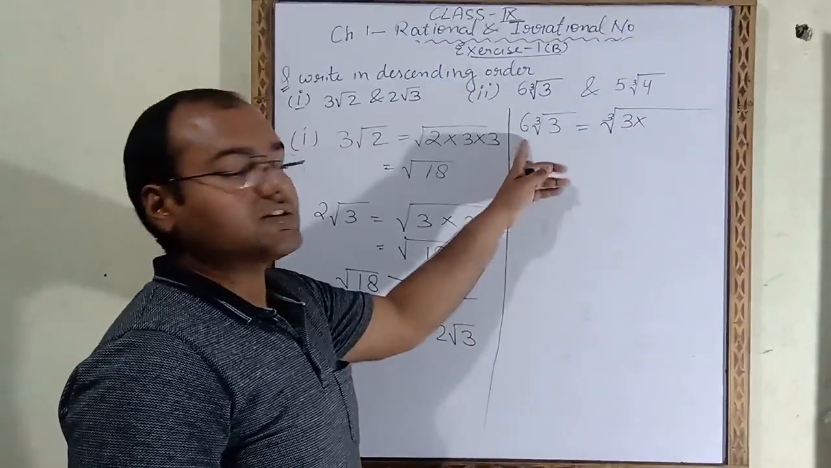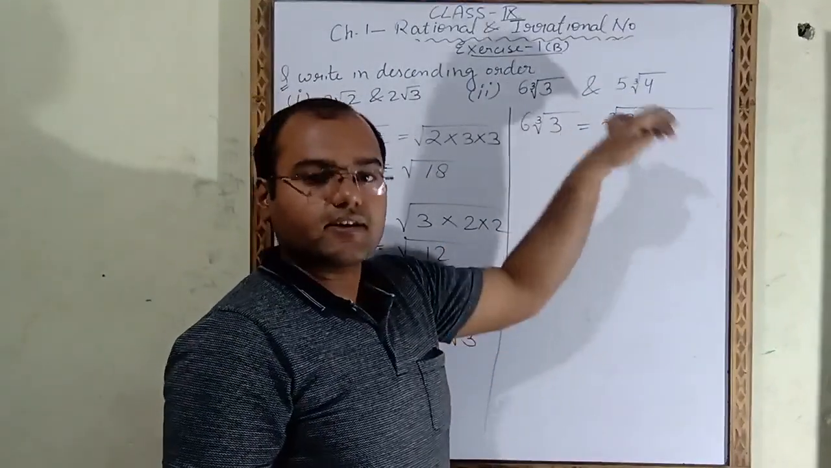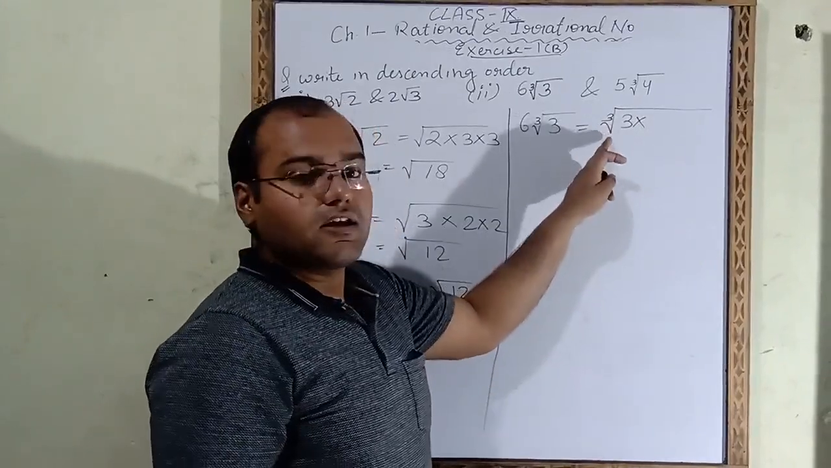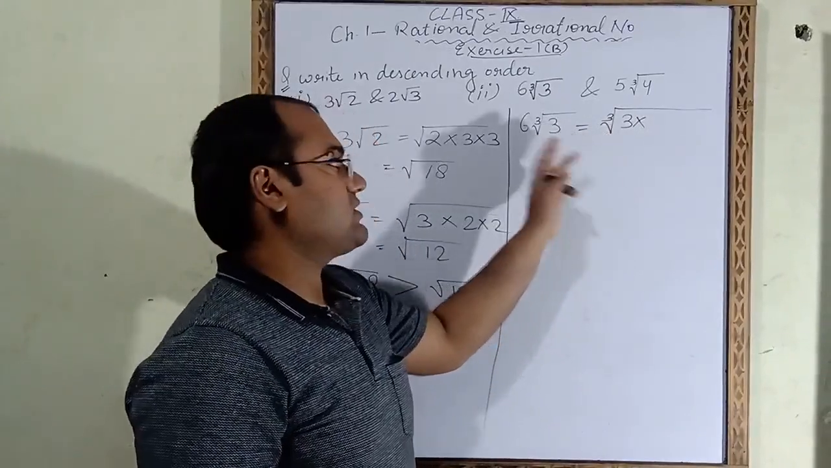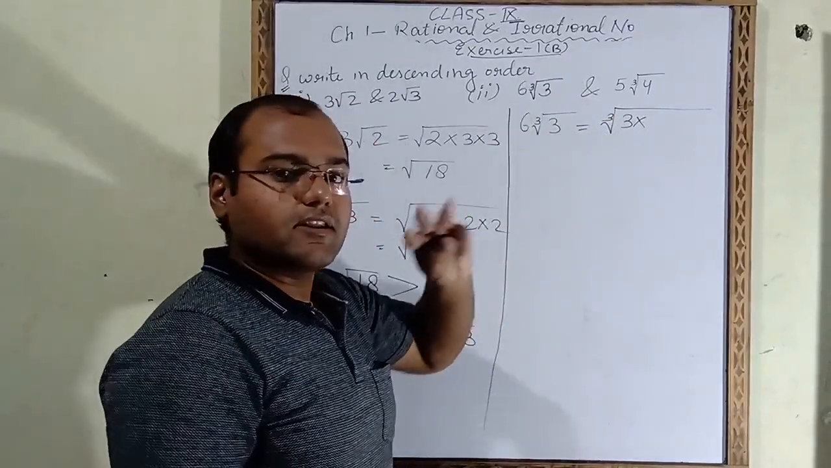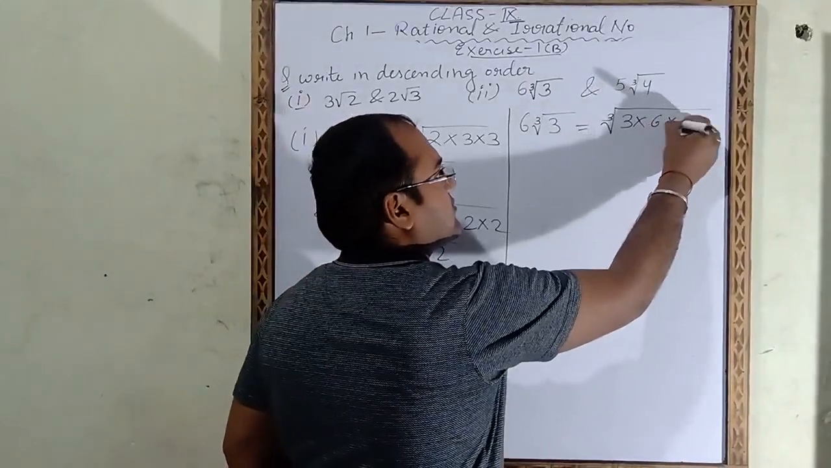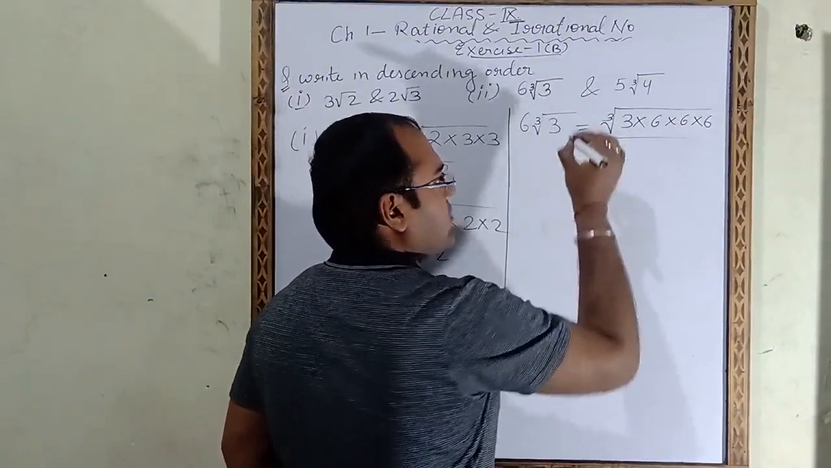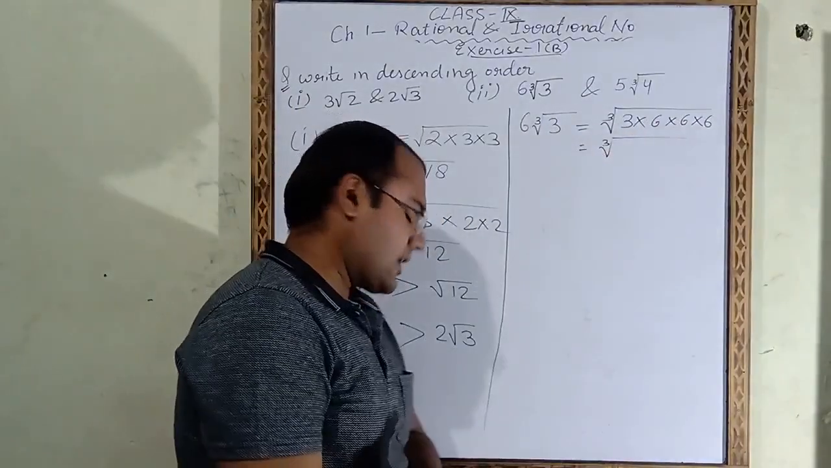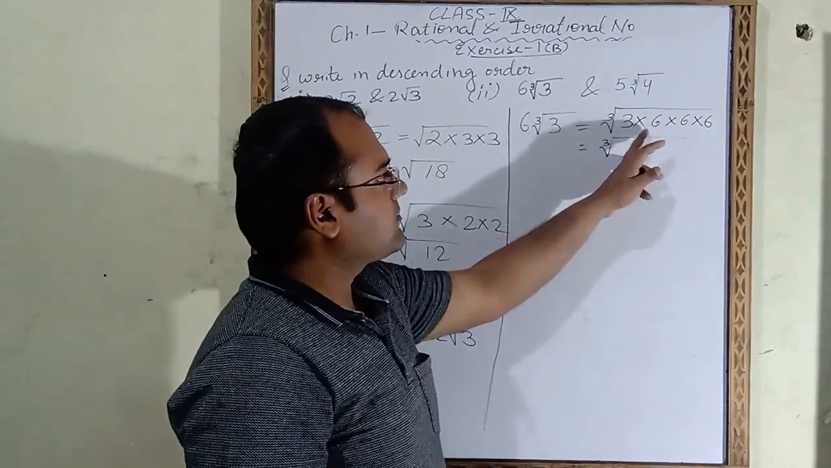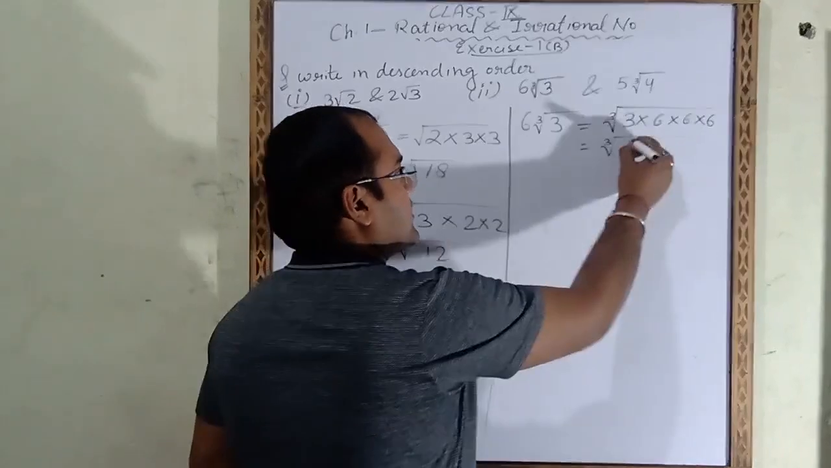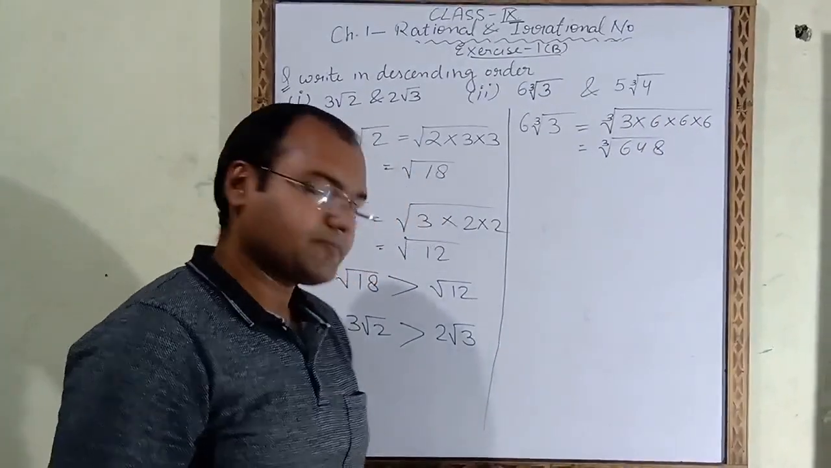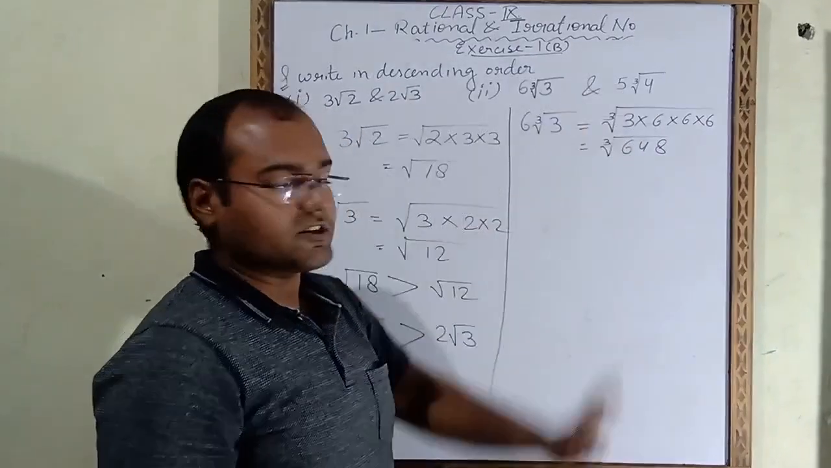But this 6 is outside the cube root. We will take it inside. Here we have to write it 3 times, because this is the cube root sign. Cube root sign means this outside number we have to write 3 times. That means 6 into 6 into 6 cube root 3. Now we will multiply it and we will get 648.